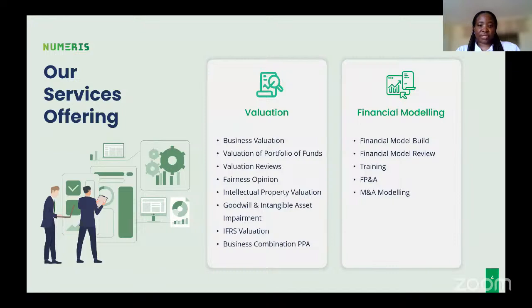So our services can be split into two areas, being the provision of valuation services and financial modeling services. Under the valuation services, this includes the performance of business valuations, IP valuations, fairness opinions, and valuation reviews, while our financial modeling services include model builds, model reviews, and training.